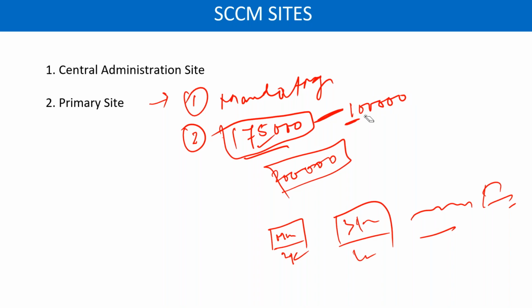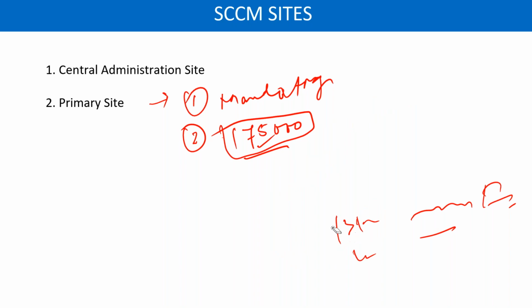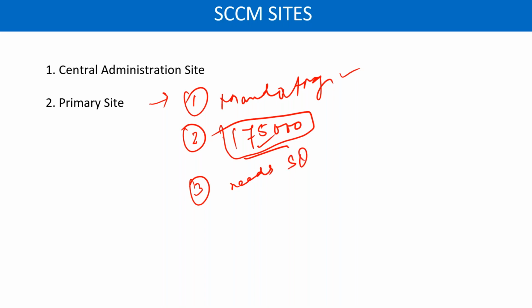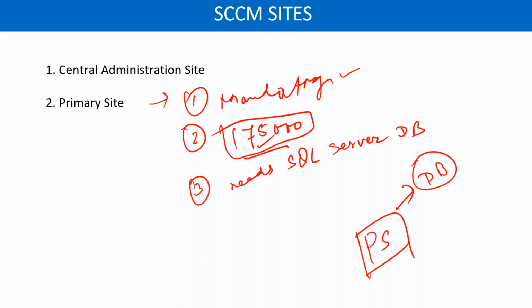So what we learned so far for the primary site is that the total number of devices it can manage is 175,000. It's a mandatory site. It needs a SQL Server database. So basically you have a primary site, and that's going to save everything in the database. Just like central, primary also needs a database, a separate database for primary, a separate database for central. Clear?